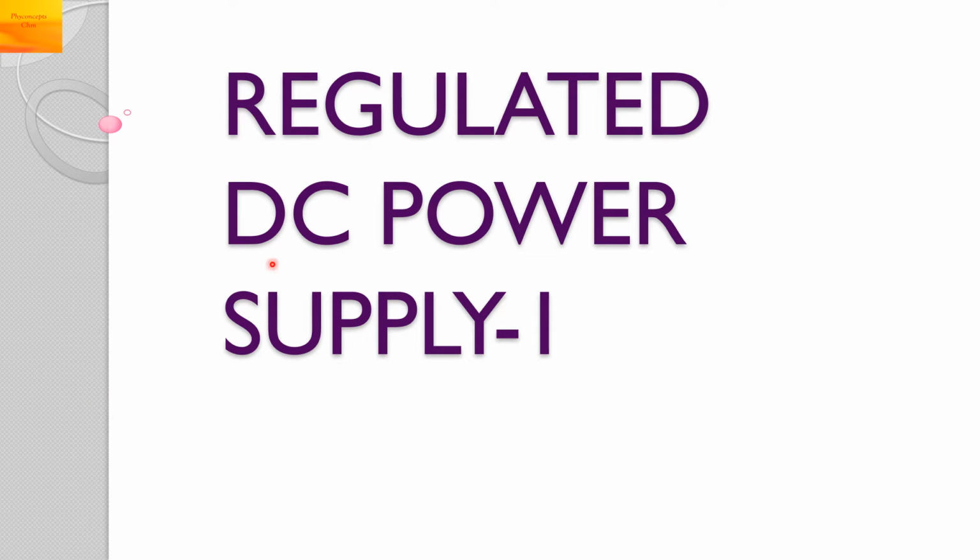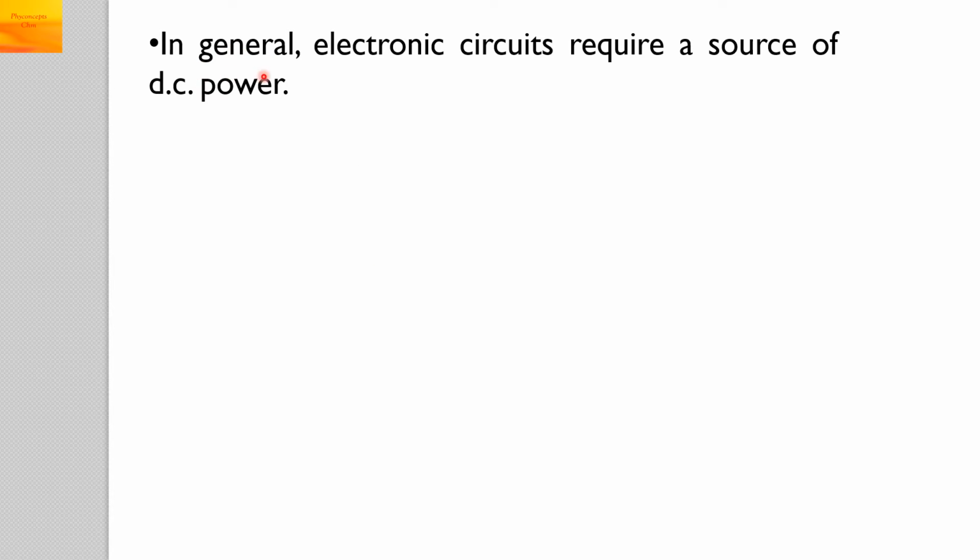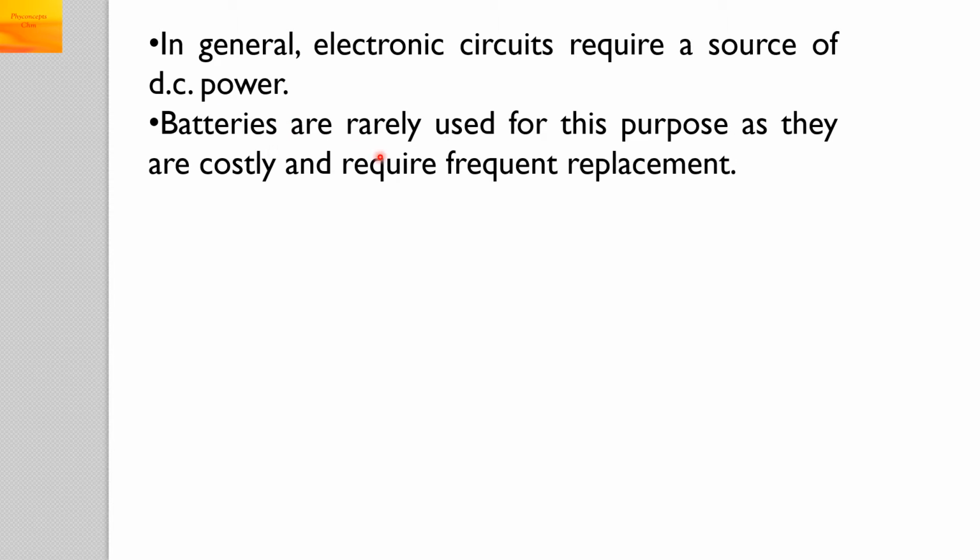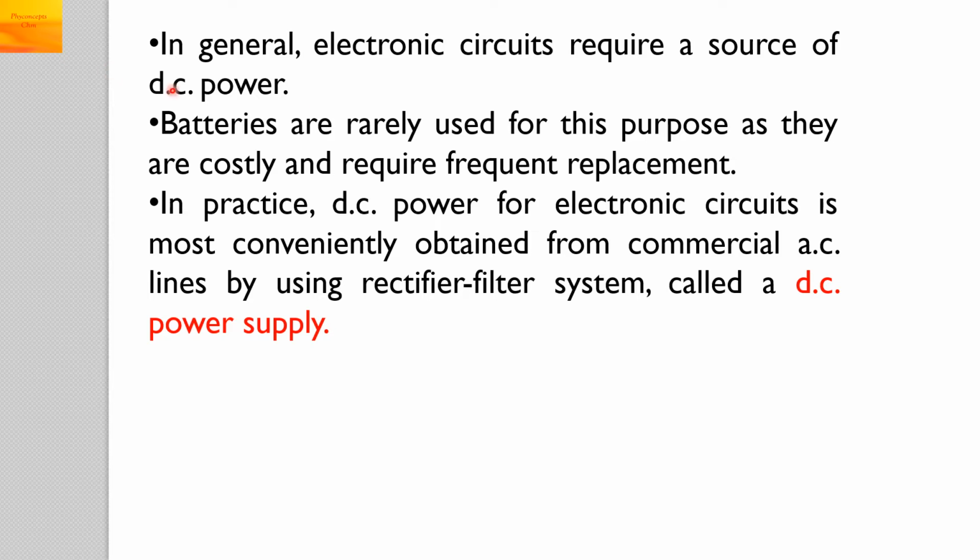This is the first part of the regulated DC power supply series. In general, electronic circuits require a source of DC power. Batteries are rarely used for this purpose as they are costly and require frequent replacement. In practice, DC power for electronic circuits is most conveniently obtained from commercial AC lines by using a rectifier filter system called a DC power supply.